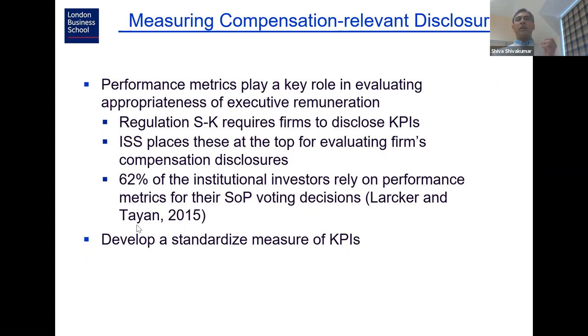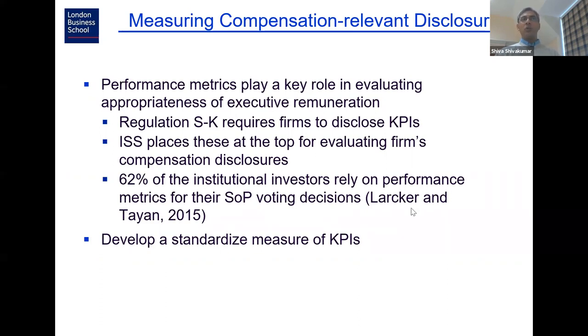This performance metric is so important that almost in every context, when people talk about SOP voting, there is a lot of emphasis given to these key performance indicators. For instance, Regulation S-K, which was mandating disclosures relating to the executive compensation, required firms to actually disclose the KPIs based on which the compensation is being awarded. The ISS proxy advisory firm also places these KPIs at the top of a list that it uses for evaluating how transparent the firm's compensation disclosures are.